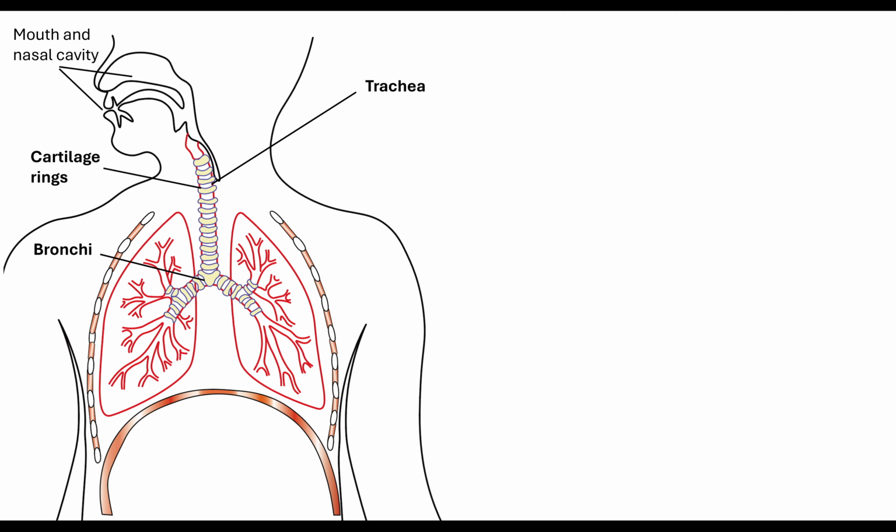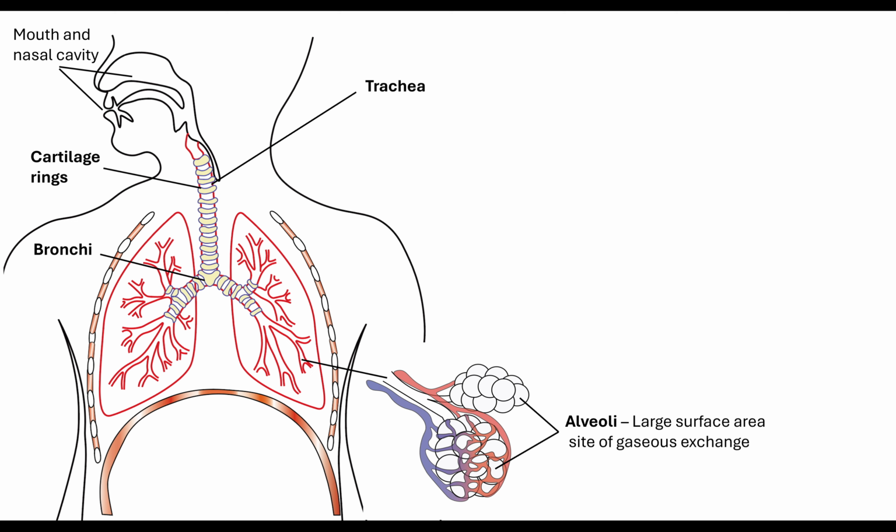Now, if it is singular, it's bronchus. If it's plural, it's bronchi. We then move on to our alveoli. Now, there are bronchioles in there, but you don't need to name them. You just need to know the mouth and nasal cavity to the trachea to the bronchi to the alveoli. You will learn about that more if you go on to A level, but for your exam, they only want you to go to the bronchi.